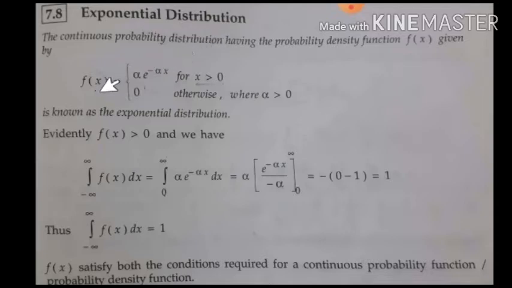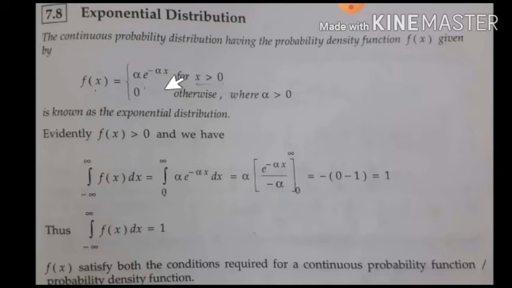The probability function of it is defined as alpha e to the power of minus alpha x when x is greater than 0. It means when x is positive, and 0 otherwise. When x is 0 and when x is negative, the probability function is 0. So this function is called the exponential distribution.